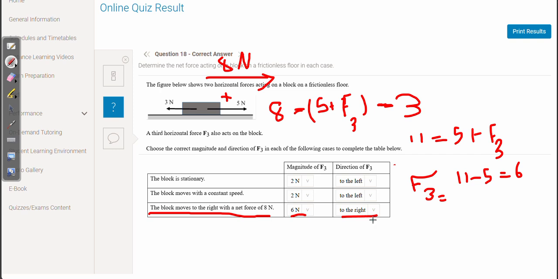Why to the right? It's because here they want us to move the block to the right with a net force of 8 newtons. So the net force, I'll repeat, is the total force. So I put it here, okay. So we want it to move to the right, so we need to add a force F3 here. Okay, so 5 plus F3 minus, we don't forget the 3 newtons to the left, minus 3. Then we just solve. We'll get F3 is equal to 6. That's all.